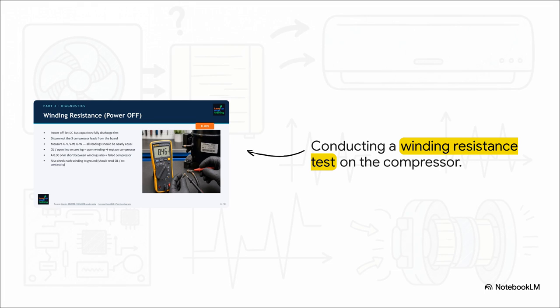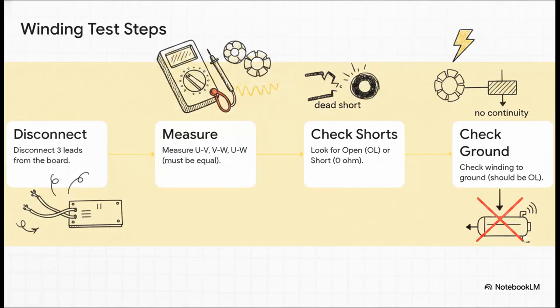This step is where you determine if the heavy lifting machinery of the compressor is still intact or if it's actually the root source of your whole system failure. So here is your step-by-step diagnostic process for that. Step 1. Physically disconnect the 3 compressor leads from the board, so you are totally isolating the motor. Step 2, measure the resistance between U to V, then V to W, and finally U to W.